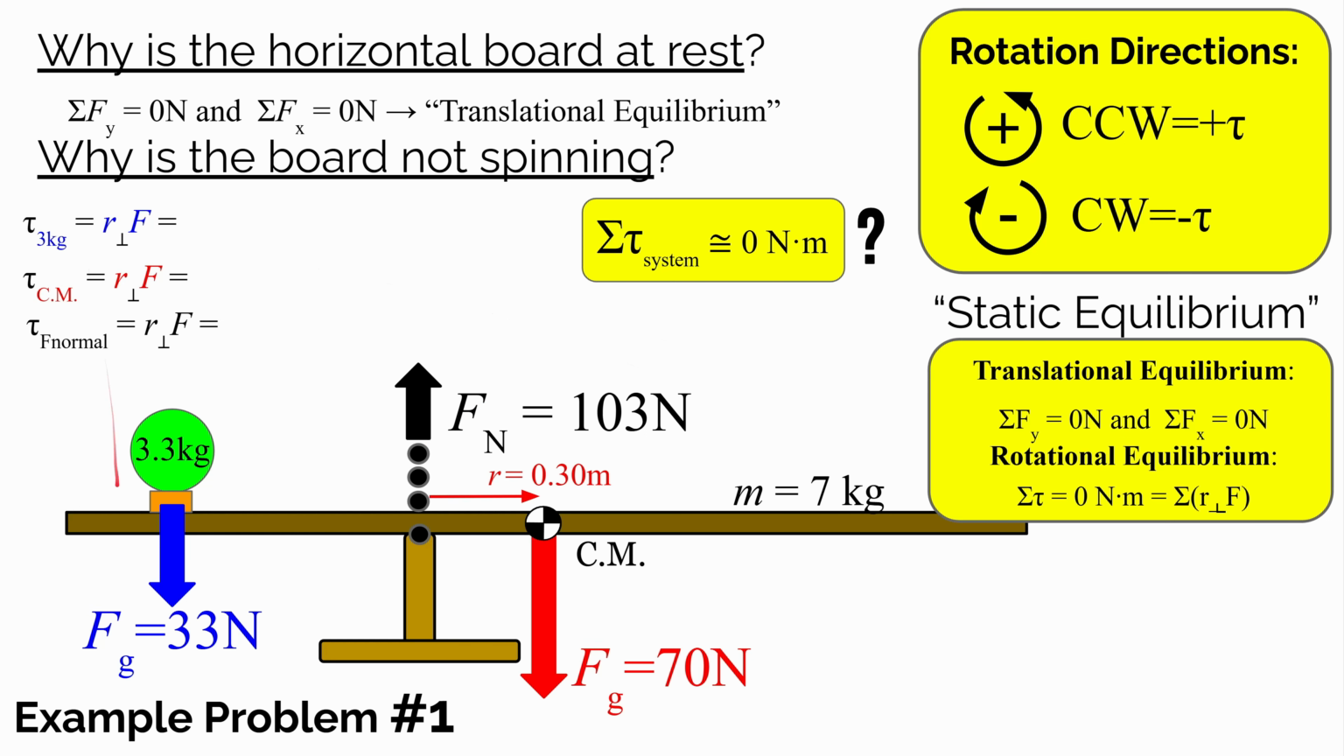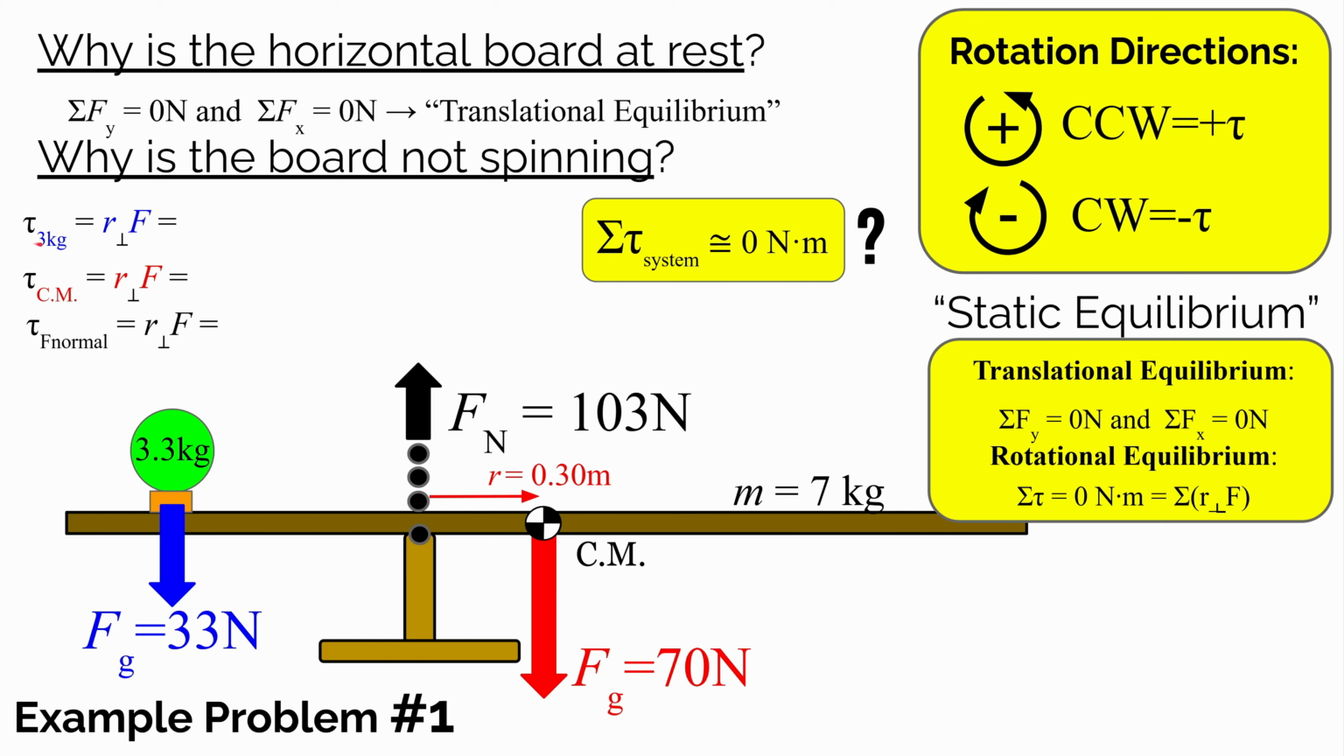Okay, so we're going to find out the torque exerted on the system or the board by that 3.3 kilogram mass, the torque exerted by the force of gravity acting at the center of mass location, and the torque exerted by the normal force on the board. Remember, when we're thinking about torques, you have to draw the entire object and then label where those forces are exerted and figure out what those distances actually are.